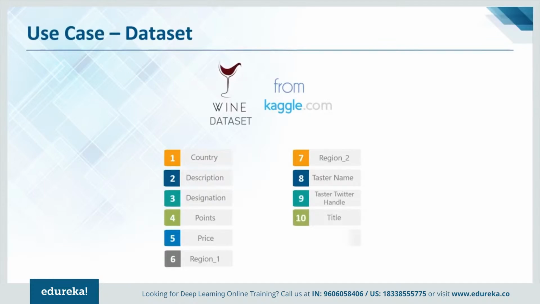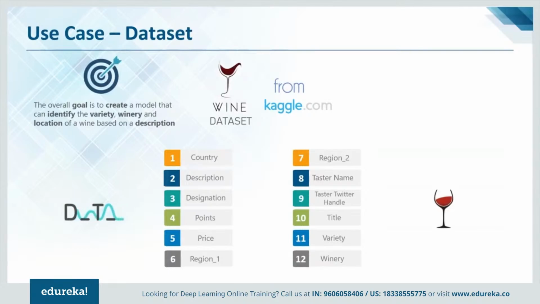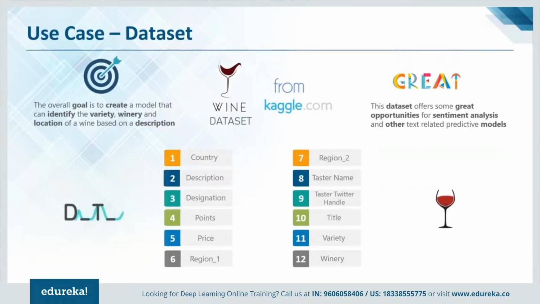Title, the title of the wine review, which often contains the vintage if you're interested in extracting that feature. Variety, the type of the grapes that is used to make the wine. Let's say for example Pinot Noir, that's a type of the grape. And finally, the winery that made the wine. Guys, the overall goal here is to actually create a model that can identify the variety, winery and the location of a wine based on the description alone. And this dataset offers some really great opportunities for sentiment analysis and other text-related predictive models as well.